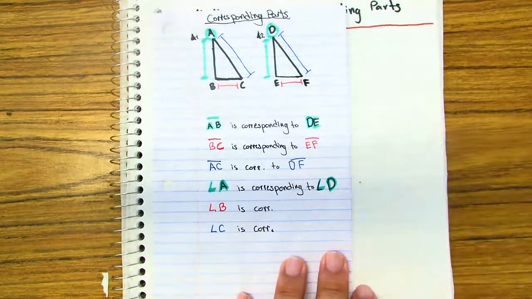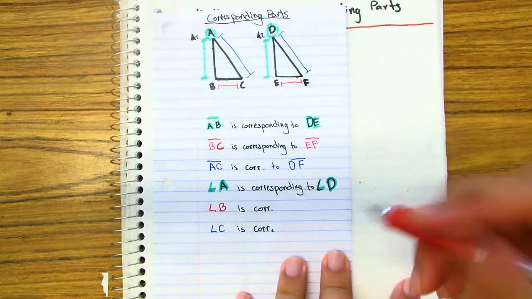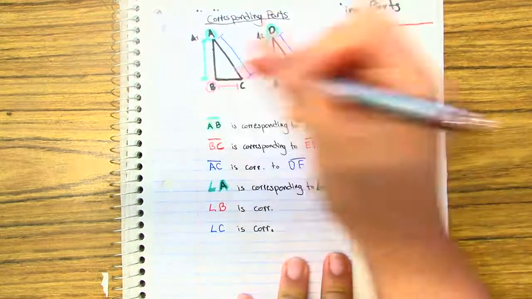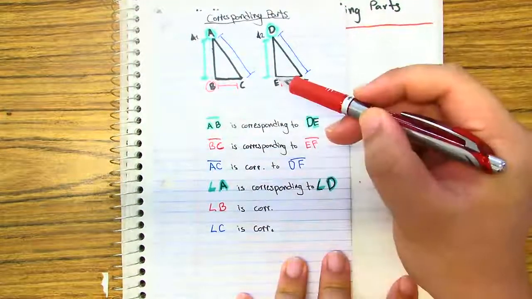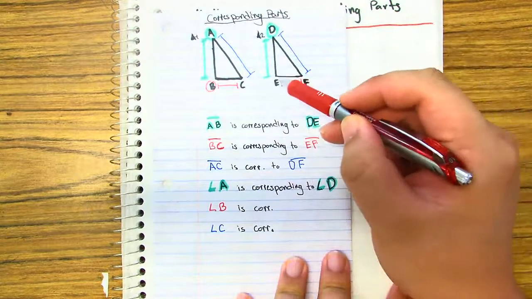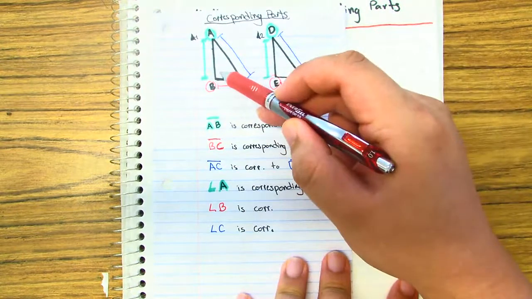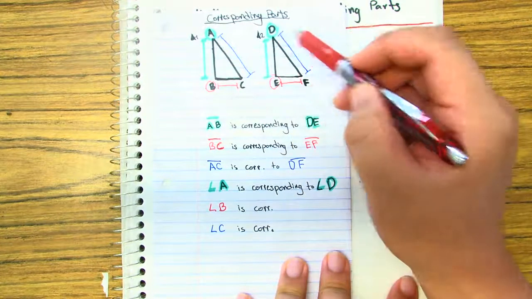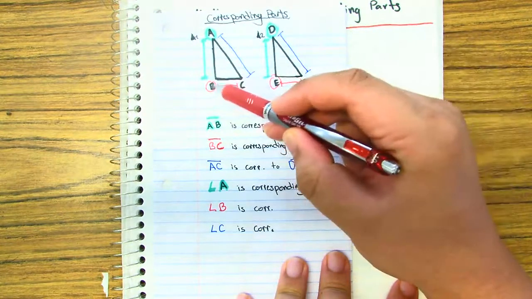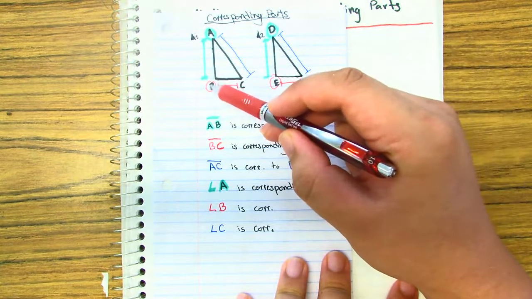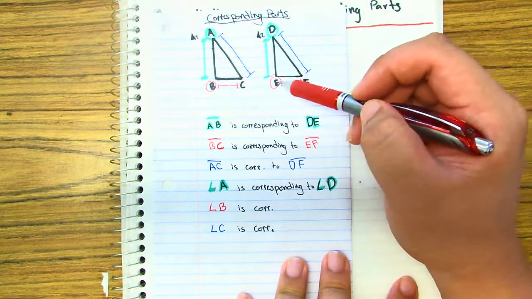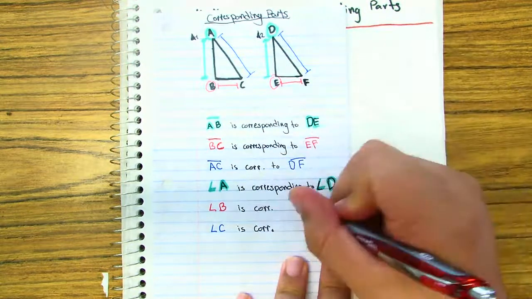Next one is angle B. For angle B, which angle does it correspond to? It's angle E, because angle B is a lot larger than angle D and angle F, and it looks like the same measurement as angle E. So angle B corresponds to angle E.